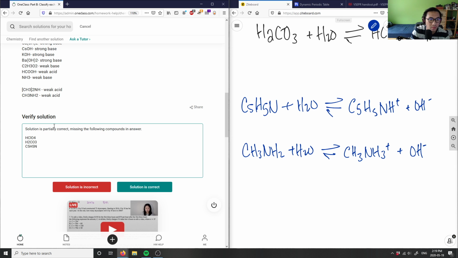in the answer. So HClO4, I said it was a weak acid. This guy here is a weak base. This guy here is also a weak base. And I wrote that CH3NH2 is a base, not a weak acid. And I'm going to write down the formula here. So CH3NH2 plus H2O is in equilibrium with CH3NH3 plus and OH minus.